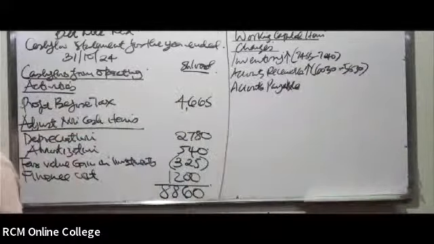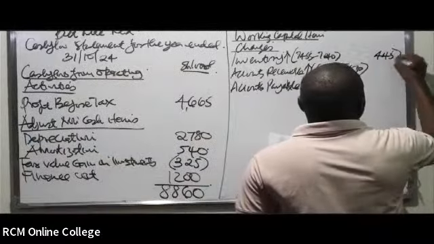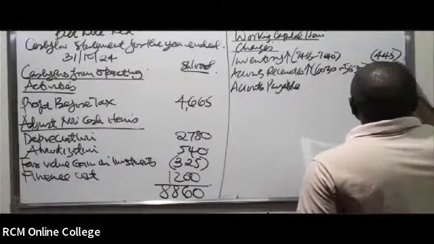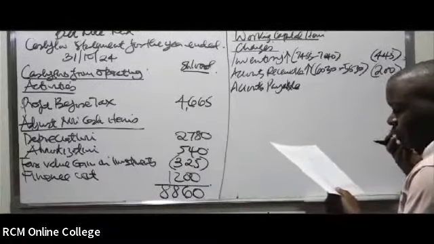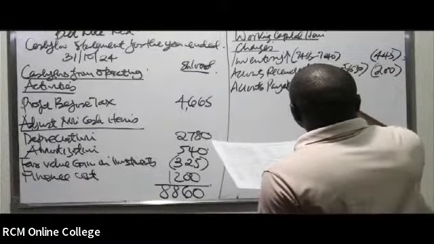It is increasing by how much? Inventory is increasing by 445. So in this case, 445 we deduct. This one, when they're increasing, deduct. This one is 200. When they're increasing, you deduct. Then accounts payable, we look at accounts payable. They're also increasing, so there's an increase.